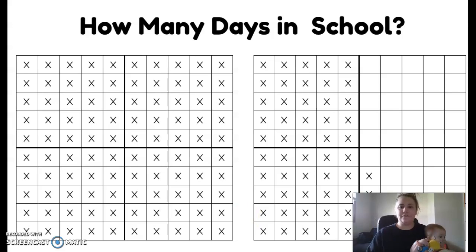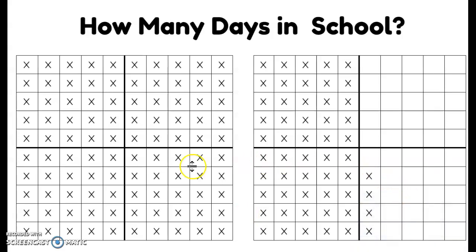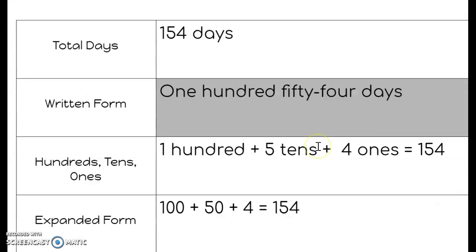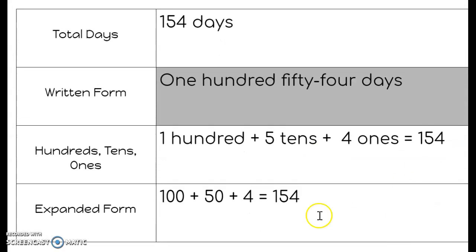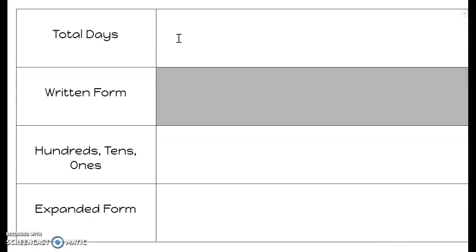Yesterday we had 154 days in school. Let's see what we have today if we add one more. Let's count from 100. 100 by tens, 110, 120, 130, 140, 150, stop, 151, 152, 153, 154, 155. Very good. What is this one? 155 days.